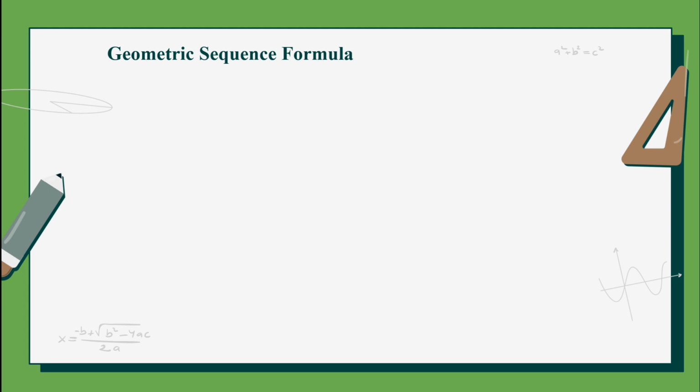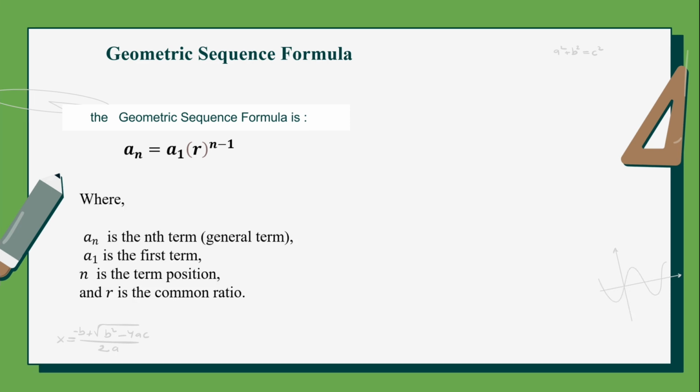Geometric sequence formula. Ang geometric sequence formula ay A sub N is equal to A sub 1 multiplied by R, which is the common ratio, to the power of N minus 1. So where the A sub N is the nth term, which is the general term, A sub 1 is the first term, N is the term position, and R is the common ratio.